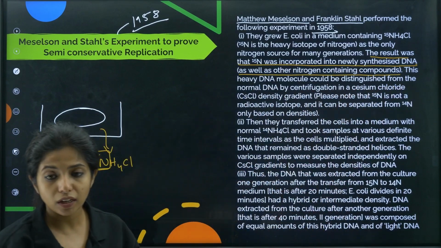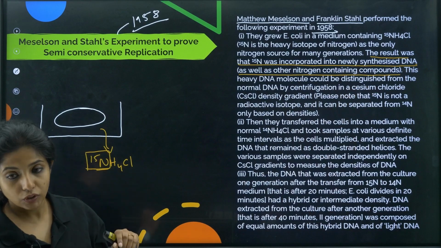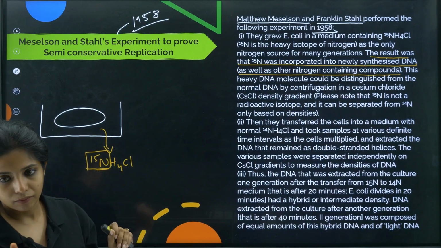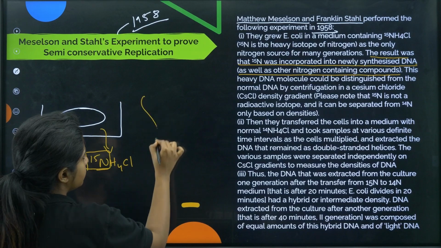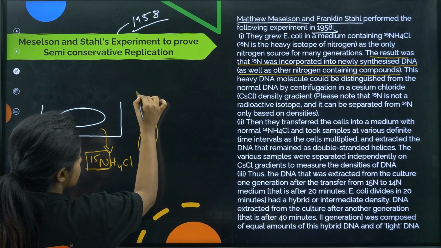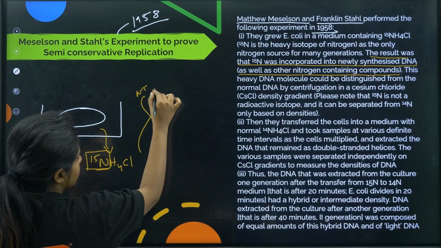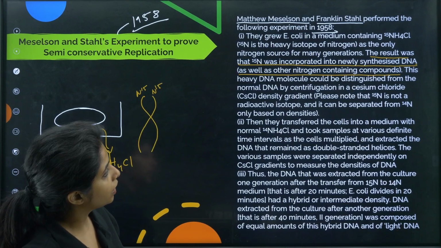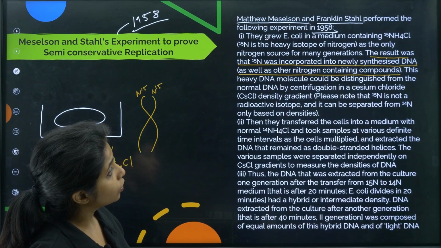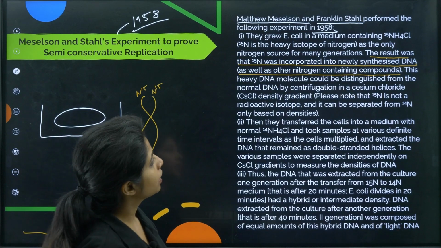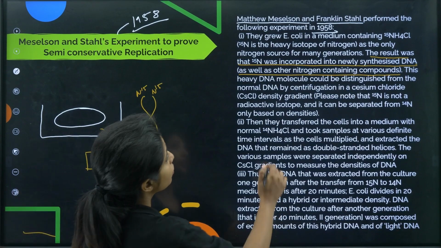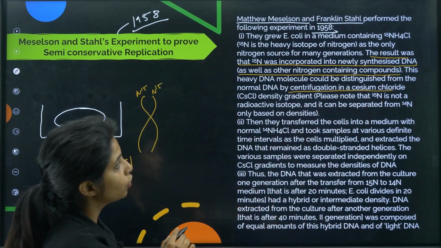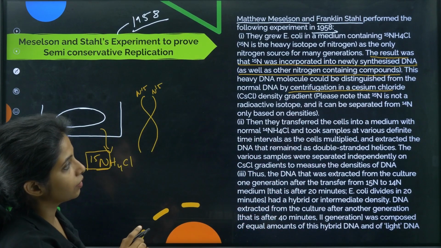So he found that when he grew the E. coli in this particular medium, the DNA had this incorporated. So the DNA, I can write, has N15, both strands had N15. Now this heavy DNA molecule could be distinguished from the normal DNA by centrifugation in a cesium chloride density gradient.